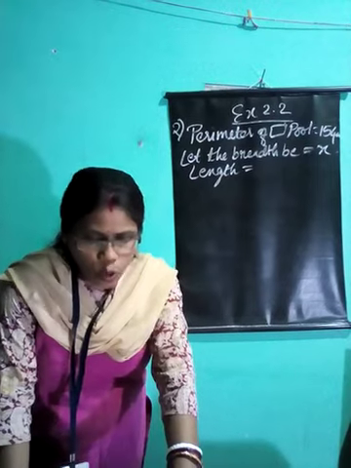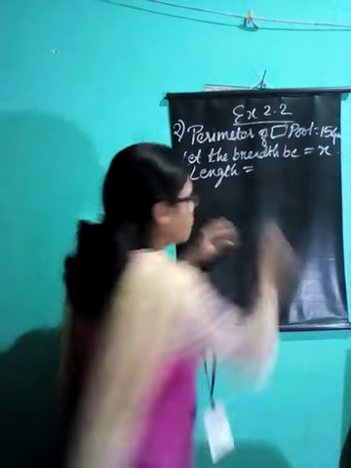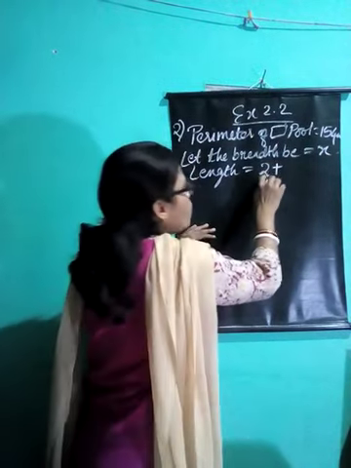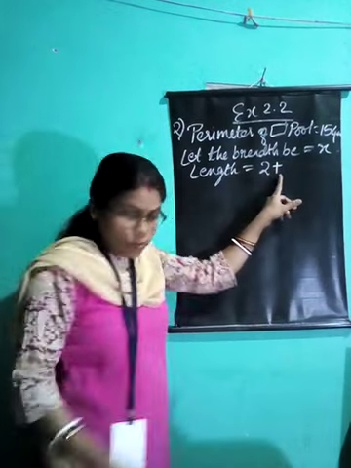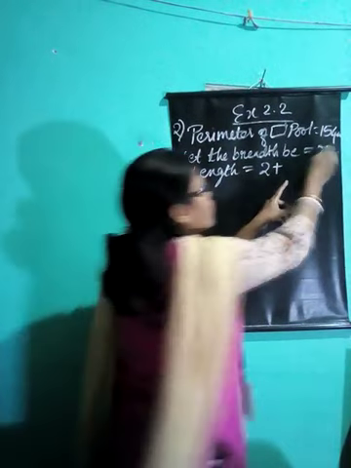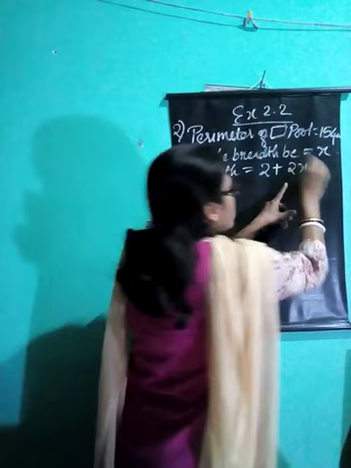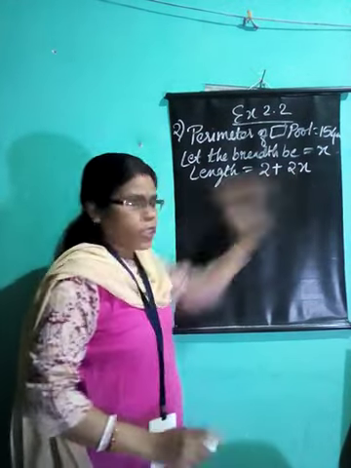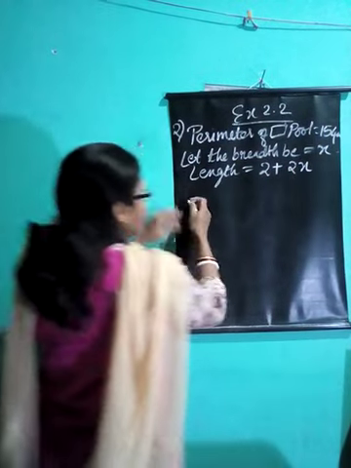Its length is 2 meter more. 2 meter more means plus twice its breadth. Now twice the breadth is 2 into x. x is your breadth, so twice of x. So this is your length now.